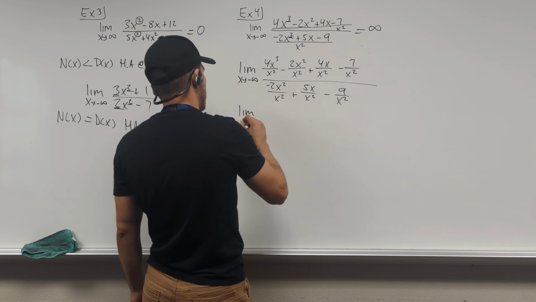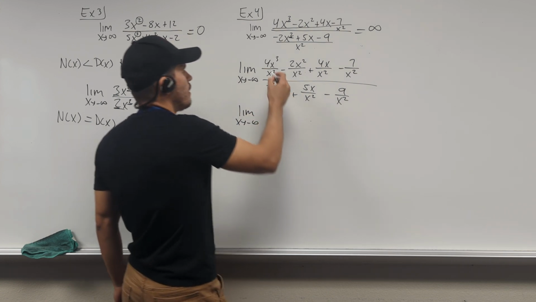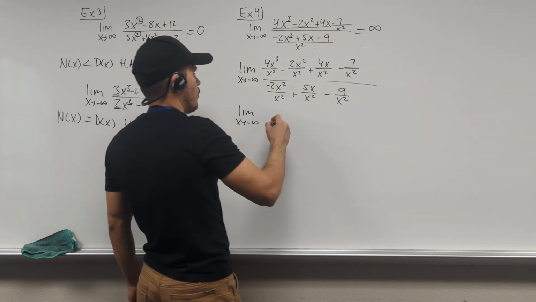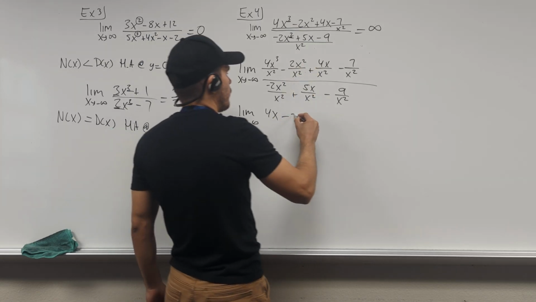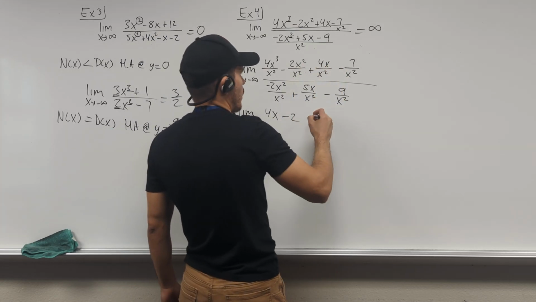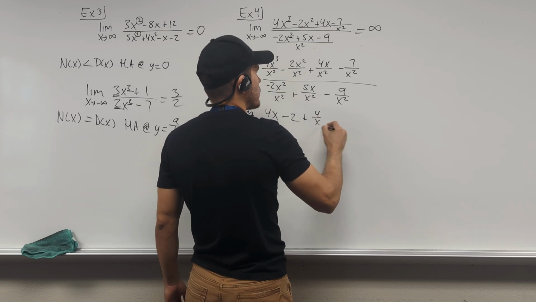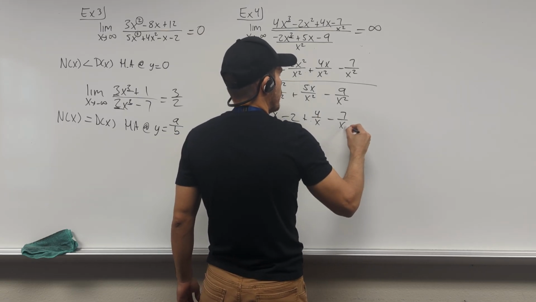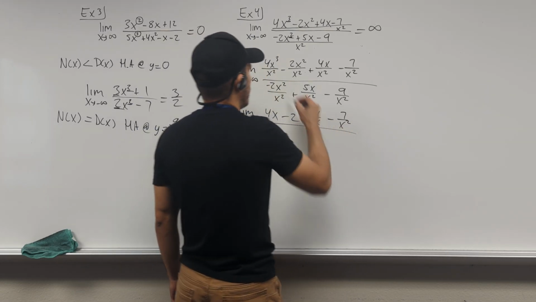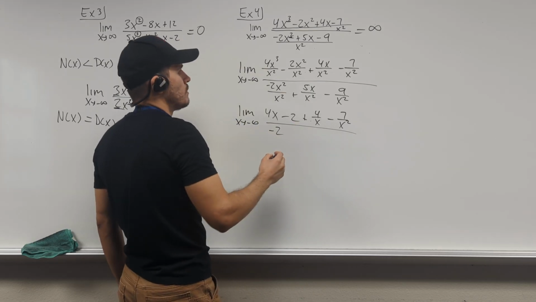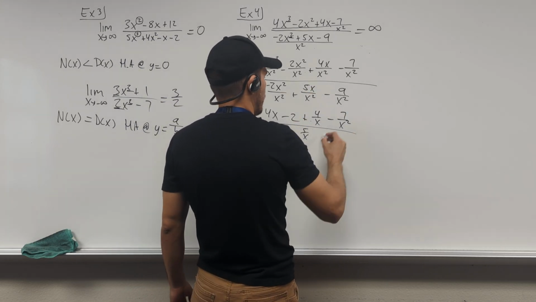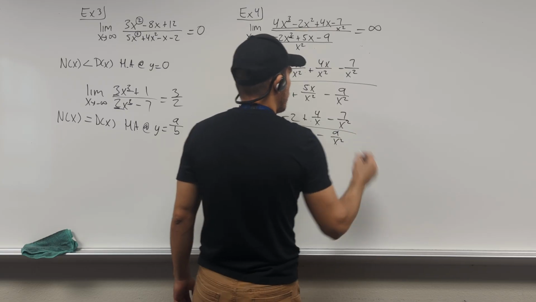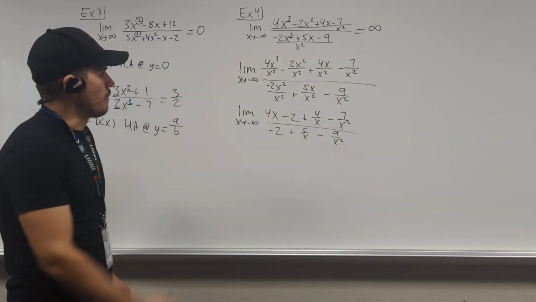So the limit as x approaches negative infinity, 4x cubed divided by x squared will leave you with a 4x. 2x squared divided by x squared will leave you with a 2. 4x over x squared will give you a 4 over x. And then this doesn't simplify, it will stay at 7 over x squared. In this case, I would have a negative 2. 5x over x squared leaves me with a 5 over x. And then the last one does not simplify. So now, why am I bringing this up?